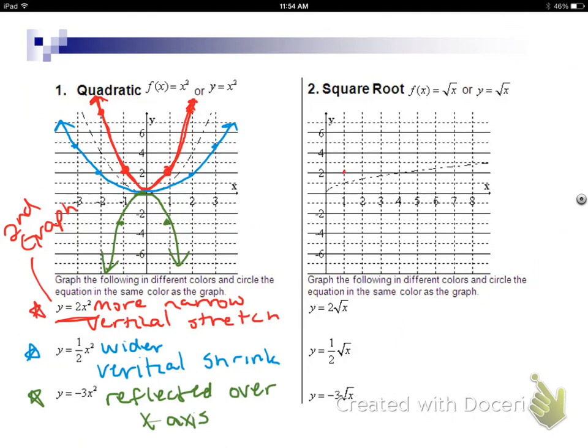Okay, so now I'm going to show you the answers. So there's 2x, there's 1/2 x, and there's negative 3x, or negative 3 square root of x. So those are the three that you should have graphed. Yours should look very similar to these. And once again, you should be looking at the second graph in your calculator. Okay, so let's pause again and then look at the next function.